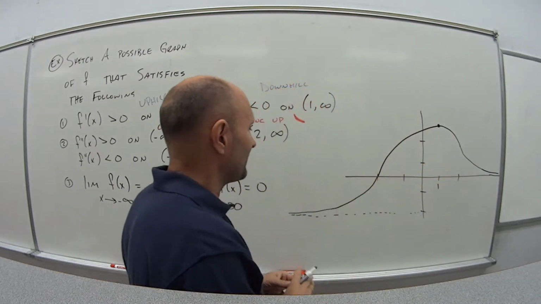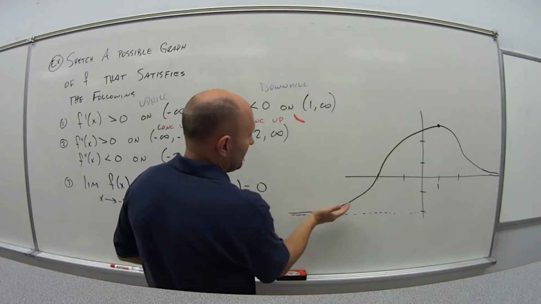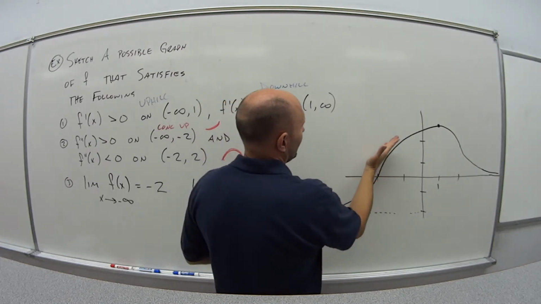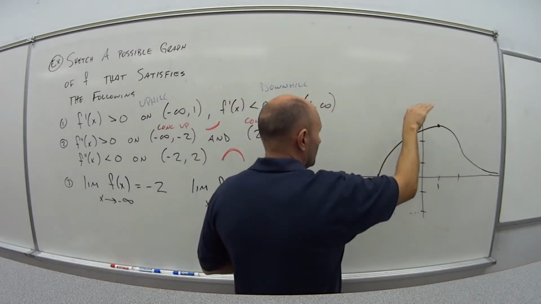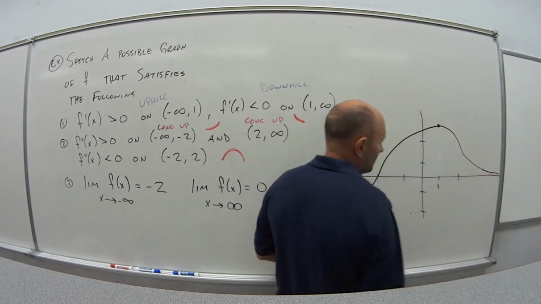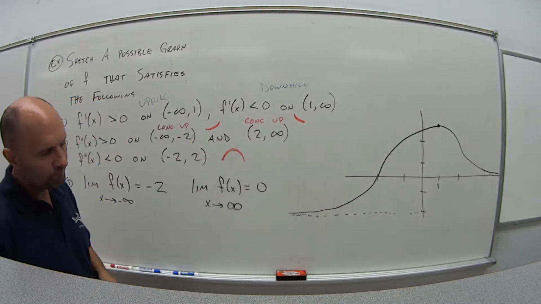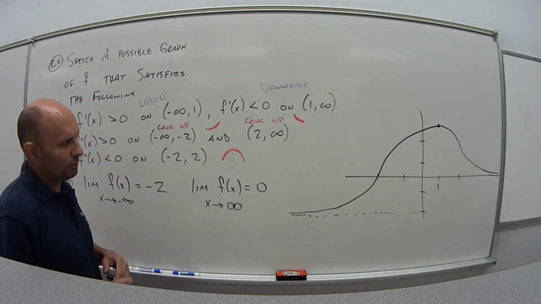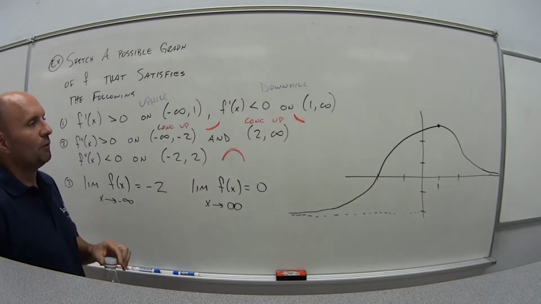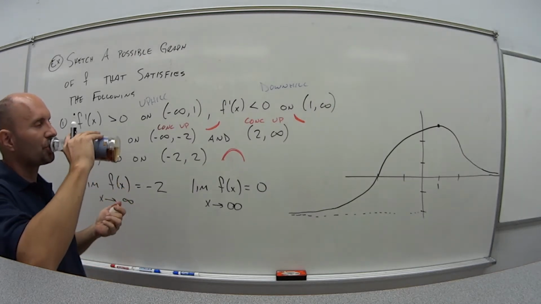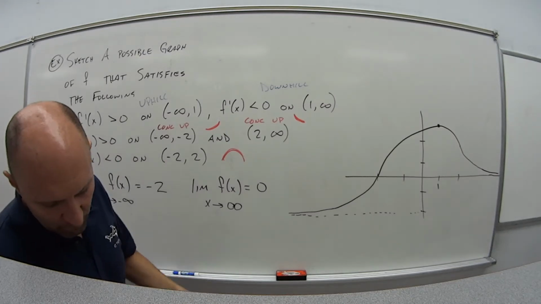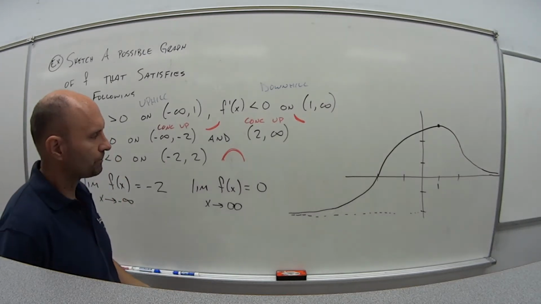It doesn't matter. But the key is it's concave up till we hit negative 2, then concave down till we hit 1, then concave down till we hit 2, and then concave up as we go to infinity. So that's an example of if we're given information about the derivatives, we're able to sketch what a potential graph could look like based on that information.